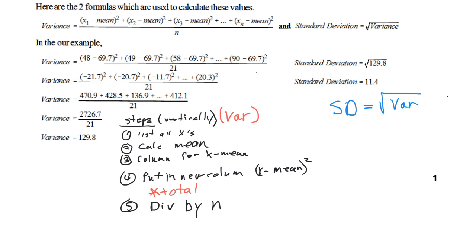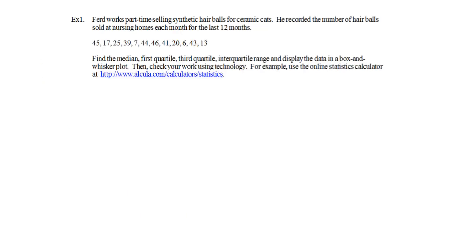So let's go over some quick examples. All right, so let's do example 1 for the day. Ferd works part-time selling synthetic hairballs for cats, okay? So he recorded the number of hairballs he sold for each month over 12 months. So let's find the median, the first quartile, second, and interquartile range, and then we'll show a box plot.